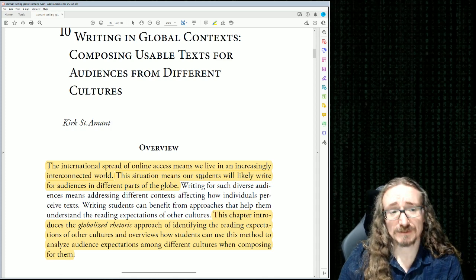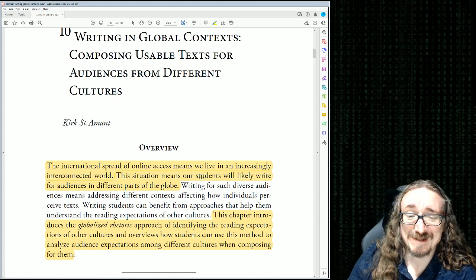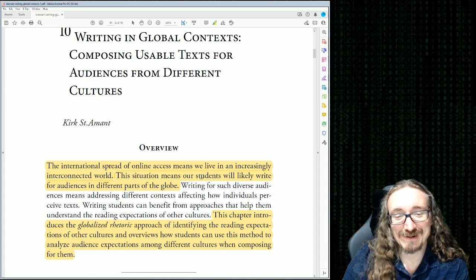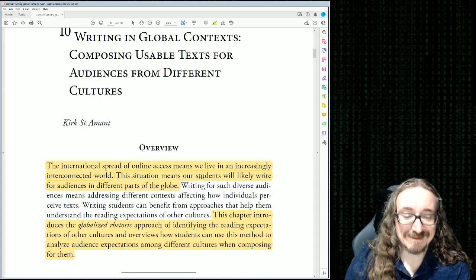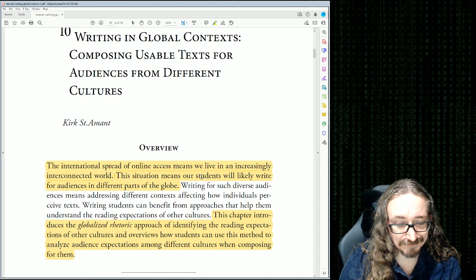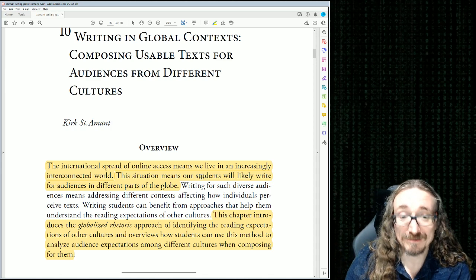These are great questions to be thinking about that St. Amant or Kirk poses in this chapter. So anyway, we'll get into this. I will add a couple things. This is such an important topic. I think you need more.